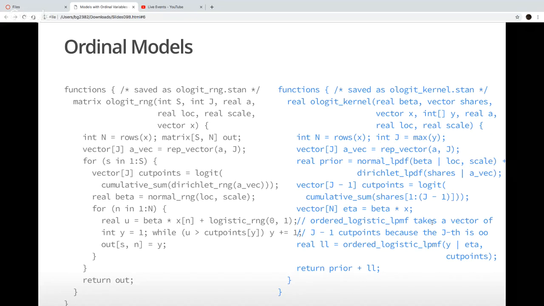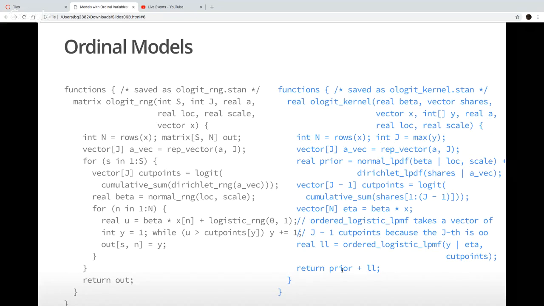The log likelihood function, like a lot of things, is already built into Stan. Because y is measured with integers, or categorized with integers, the LPMF given the linear predictor and the cut points is represented by ordered logistic LPMF. That gives us the log likelihood, and then the kernel in log units is just the sum of the prior in log units and the log likelihood.